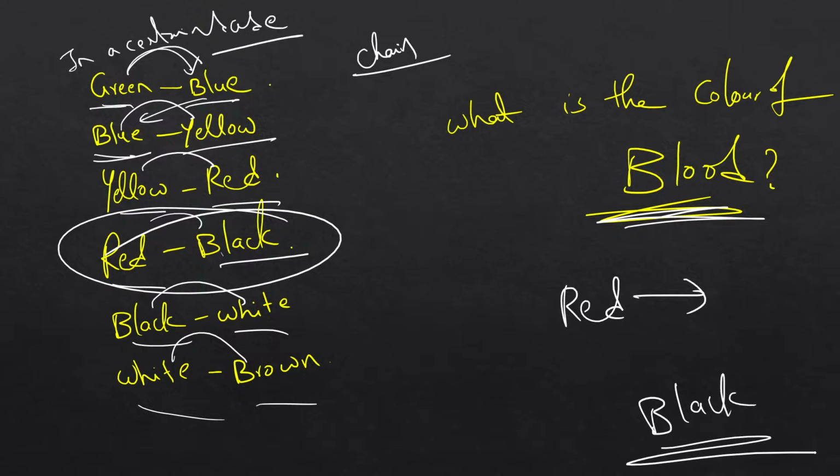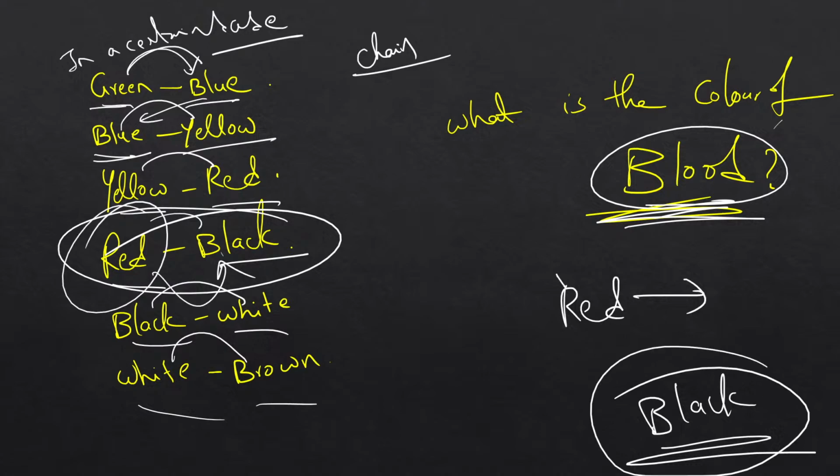What is the color of blood? So the color of blood is red. So what is the answer for red? Actually in our code, black. So the answer should be black but not red, so your answer should be black. So this is how you are going to solve coding and decoding.